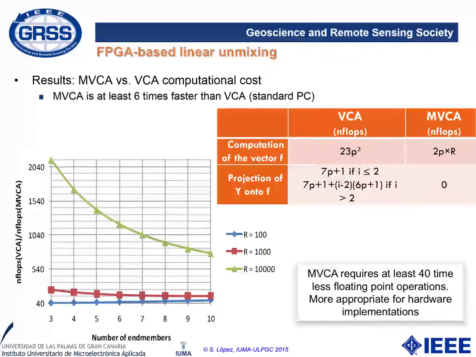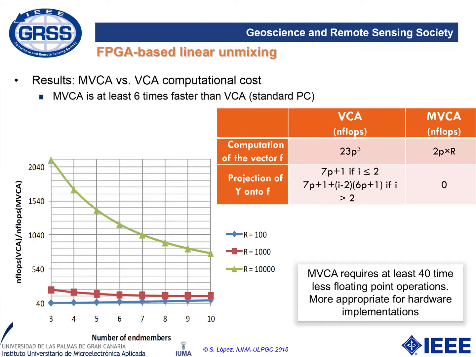So if we compare the results of the MBCA against the original BCA algorithm in terms of computational cost, what we can see here is that for the two most computationally complex processes of the BCA, which are the computation of the F vector and the projection of the matrix onto the F direction, we are getting a very huge reduction of the computational power that we need, measured in terms of the number of floating point operations that we need.